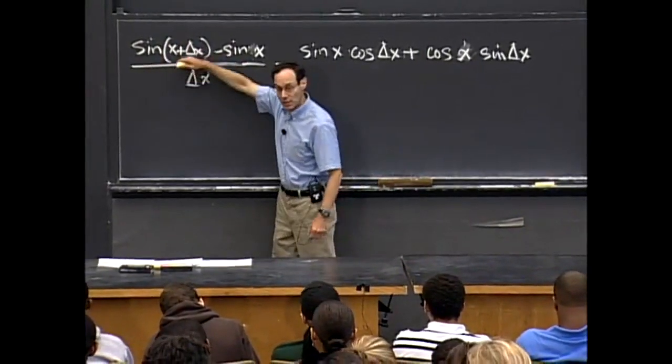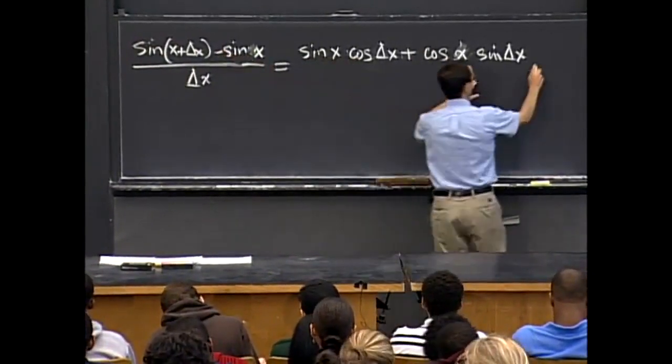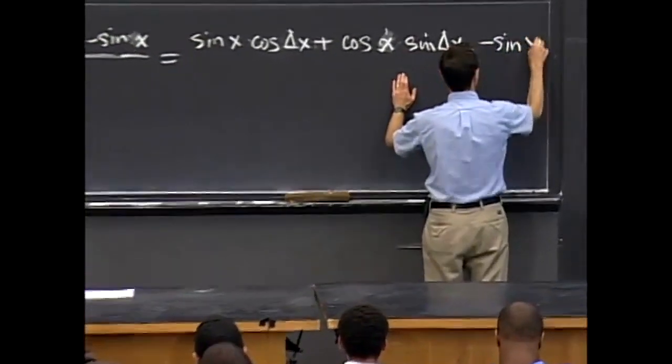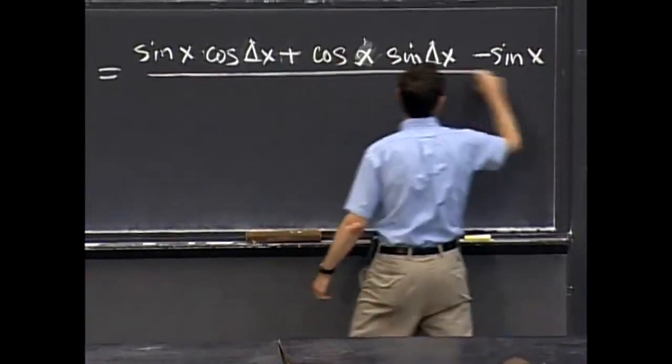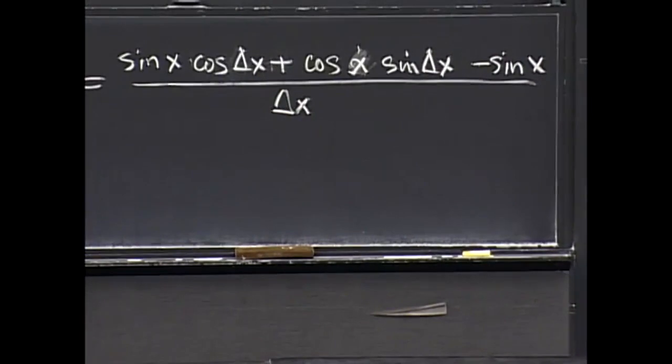Now that's just the first part. That's just this part of the expression. I still have to remember the minus sine x. That comes at the end, minus sine x. And then I have to remember the denominator, which is delta x.